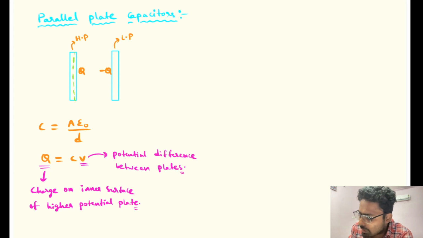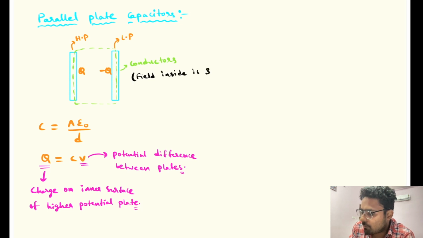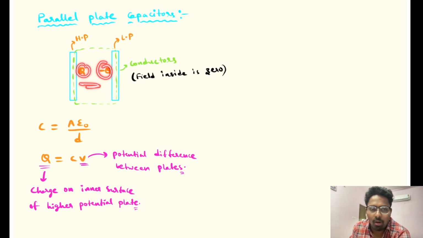We know that it's a conductor. As it is a conductor, we know the electric field inside a conductor is zero. So if the field inside is zero, then the electric field lines will be only outside. Here E bar dot ds bar will be 0, and there is no electric field inside the conductor, so there is no flux. No flux means Q inside should be 0 according to Gauss law.